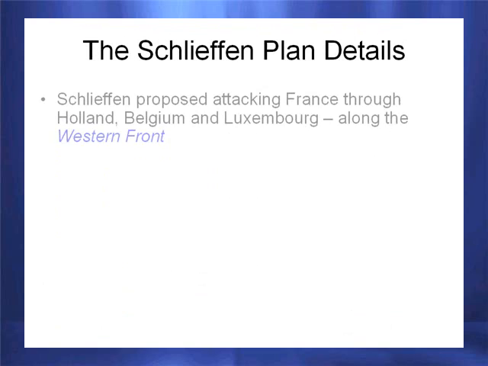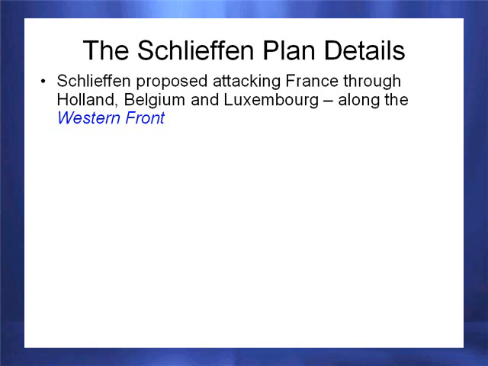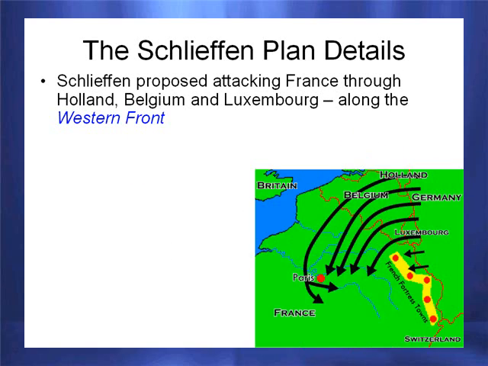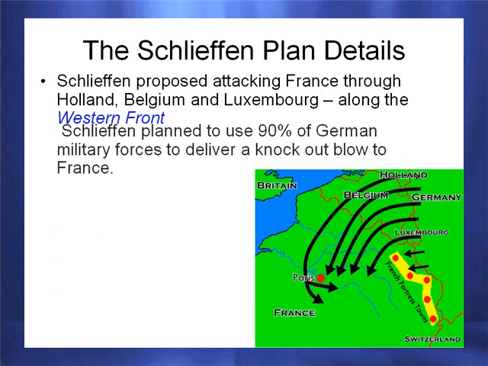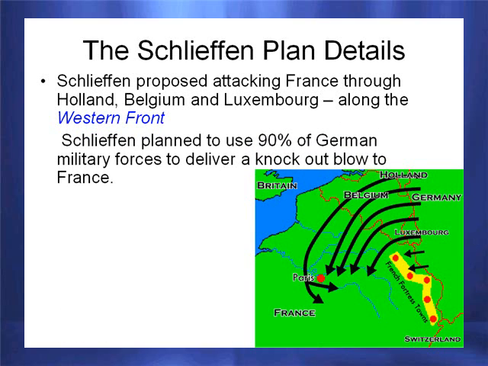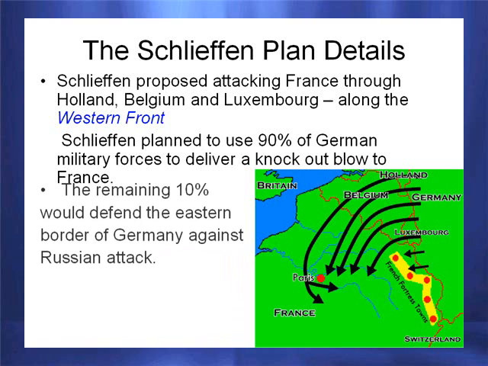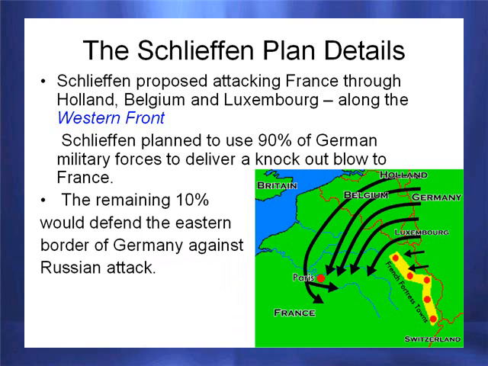The Schlieffen Plan details. Schlieffen proposed attacking France through Holland, Belgium, and Luxembourg along the Western Front. He also proposed to use 90% of German military forces to deliver a knockout blow to France. The remaining 10% of the forces would defend the eastern border of Germany against any Russian attack.